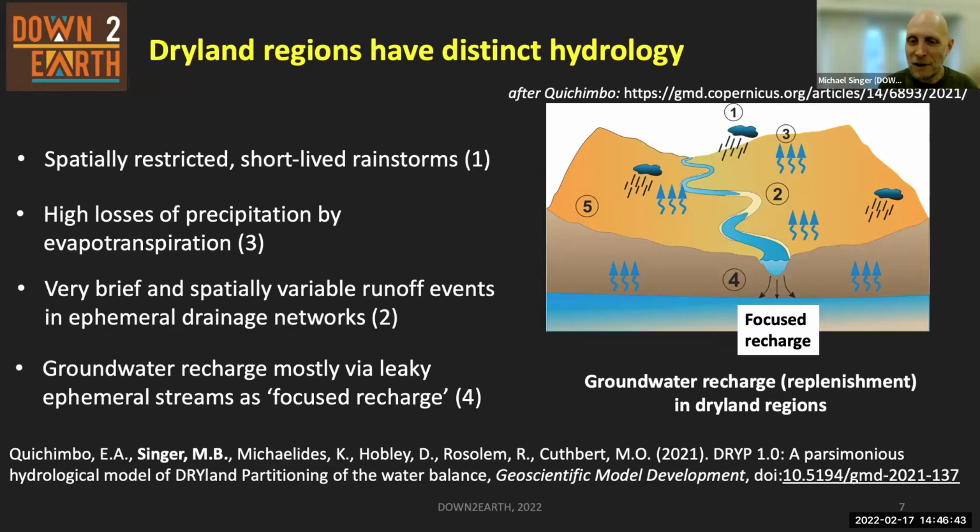We've developed a new modeling framework to address these challenges, which has been recently published as an open source software that we call DRIP 1.0. And this is a very simple to use model that partitions the water balance within dryland regions specifically in ways that are not done by current models developed for humid regions.